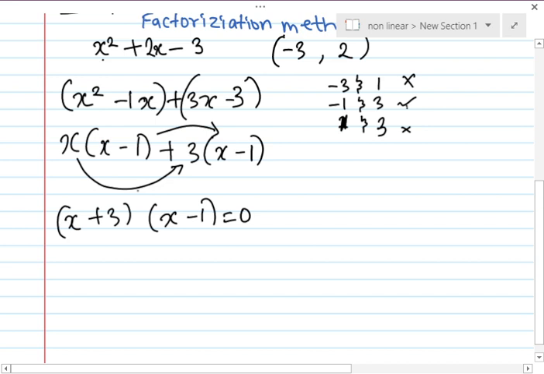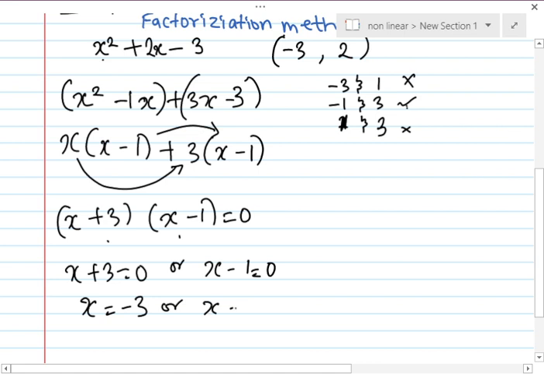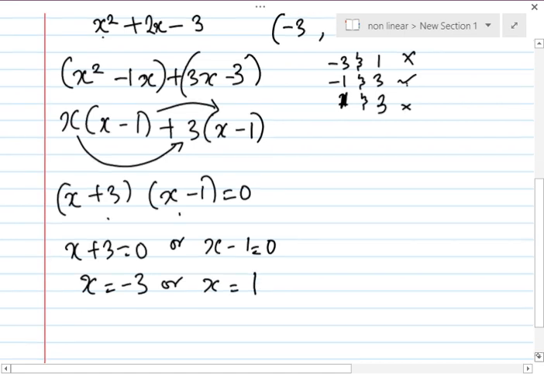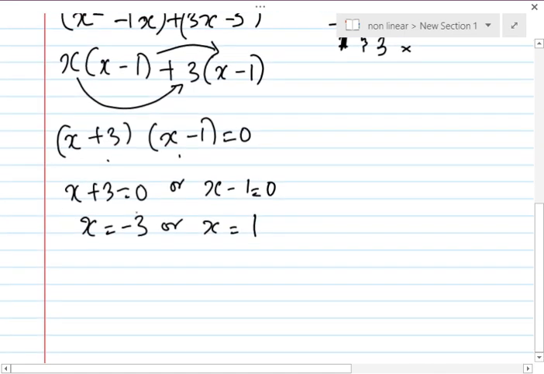Next up, we're going to equate both sides to 0. So we have x plus 3 equal to 0, or x minus 1 equal to 0. When you make x the subject, or collect like terms, x equals minus 3 here, or x equals 1. In economics, we reject anything that carries the negative sign. So since minus 3 carries the negative sign, our answer is x equals 1. But these are our roots. This is the way we solve by the factorization method.